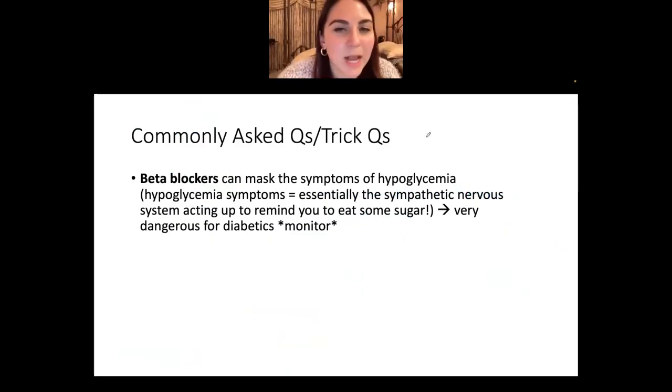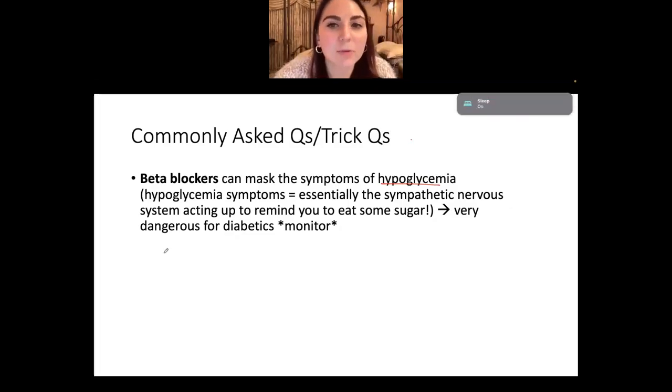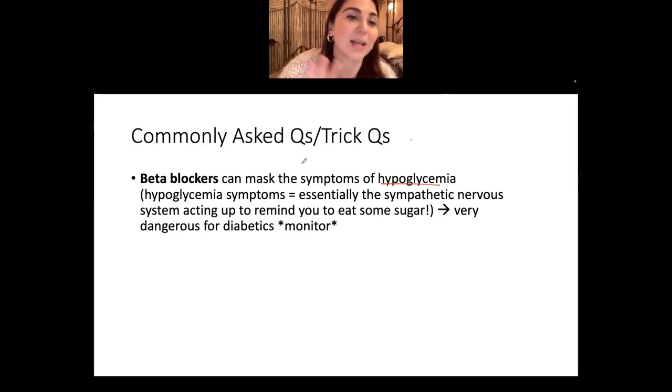Okay, so then I have commonly asked questions and trick questions. These are just quick things that they usually ask a lot. Beta blockers can mask the symptoms of hypoglycemia. So you're like, cool, why do I care? Someone with diabetes can't regulate their own blood sugar. I tried not to go into the specifics of diabetes too much because you'll get tons of it in endo, trust me. Endo is like the diabetes block. They can't regulate glucose, so they really rely on the symptoms of hypoglycemia to go eat food so they don't pass out because they don't have enough blood sugar.